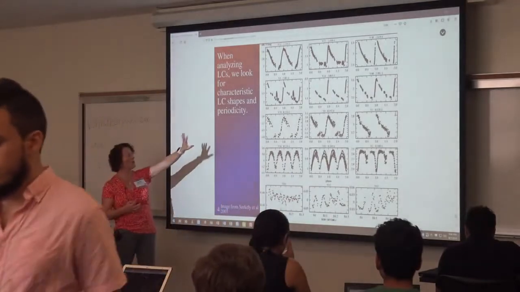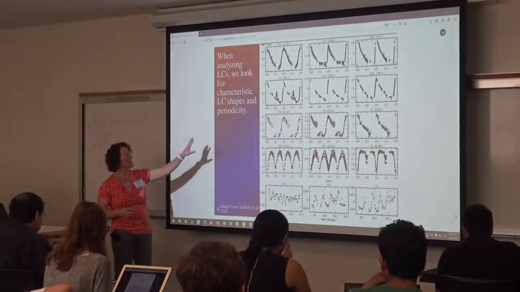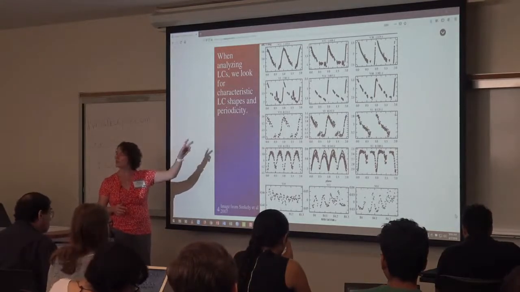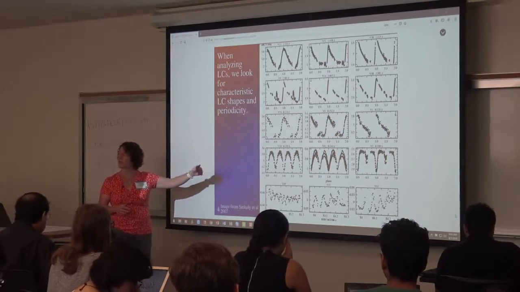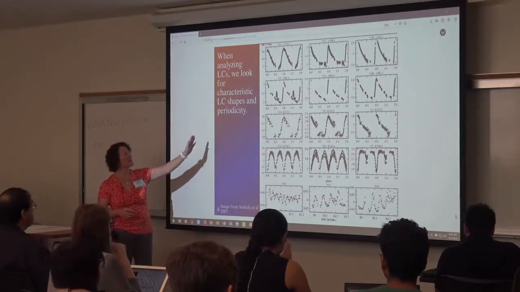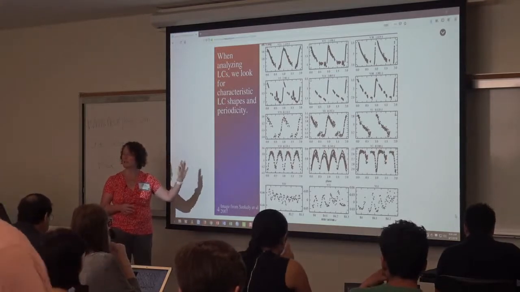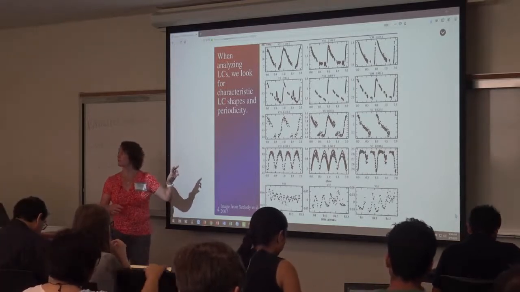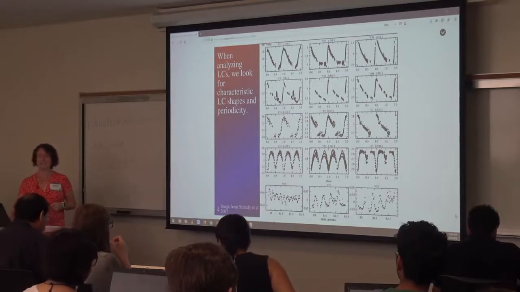I have a whole bunch of light curves on here. Don't worry if you can't read the axes very well. The idea here is that you can see that a lot of objects have similar shapes to their light curves, and other types of objects have different kinds of shapes to their light curves. And you can see that they repeat periodically, so they happen with the same light curve shape over and over. These are 2 key things that we look for when we're analyzing light curves: these characteristic shapes and periodicity.